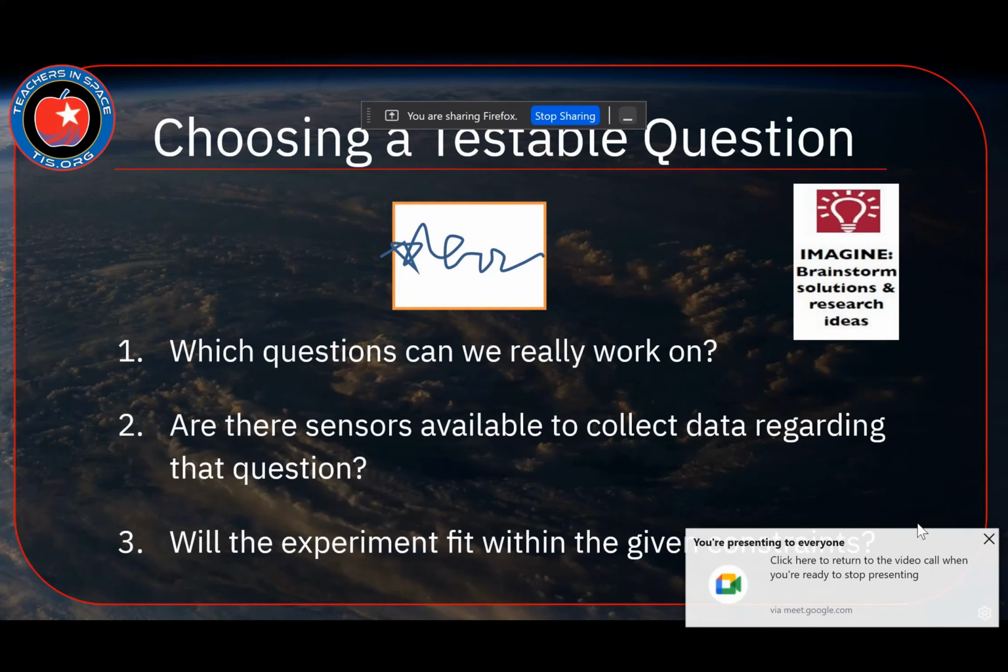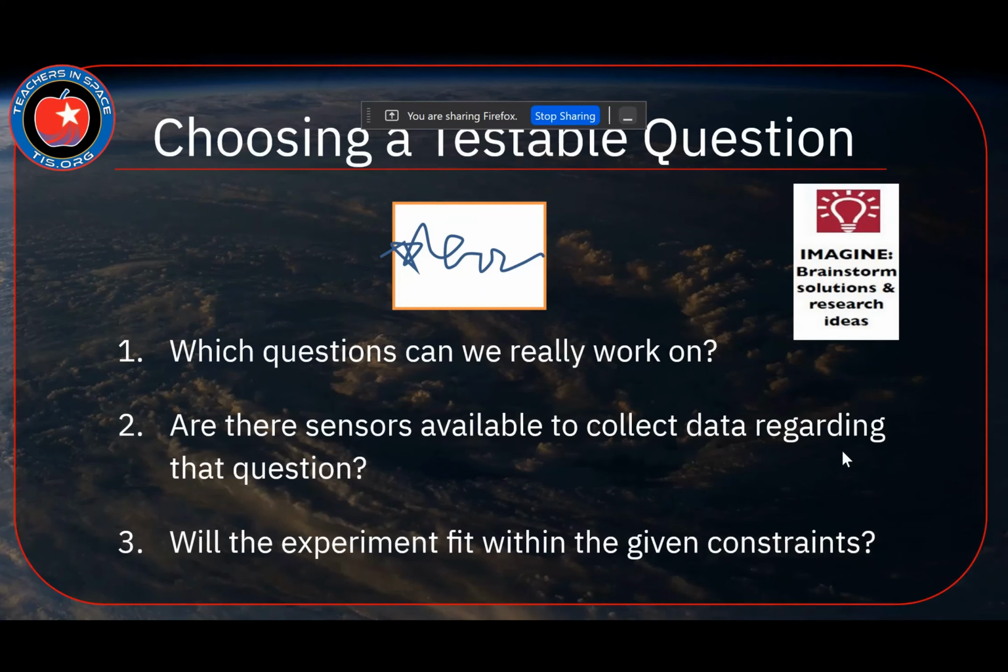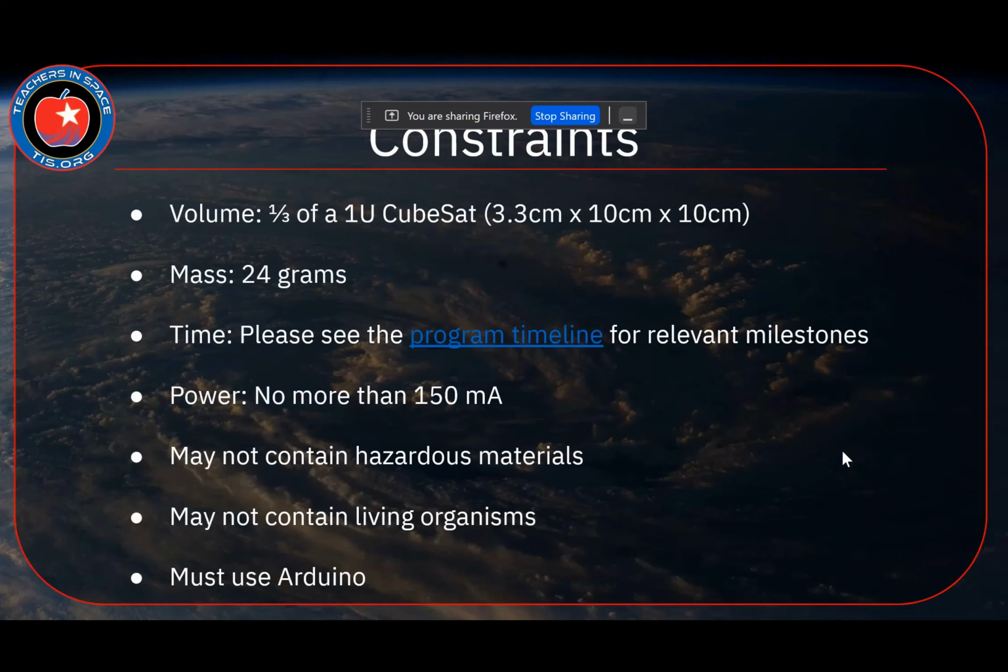Okay, so will the experiment fit within the given constraints? All right, so here are those constraints. We want to be able to fit within the volume of the CubeSat. If we're trying to fit 6 experiments into a 2U, we're going to give 1/6 of that, or a third of a 1U, to each experiment. So you want it to fit within 3.3 centimeters thick, essentially, because we're going to be stacking these experiments. And then you have 10 centimeters by 10 centimeters as well.